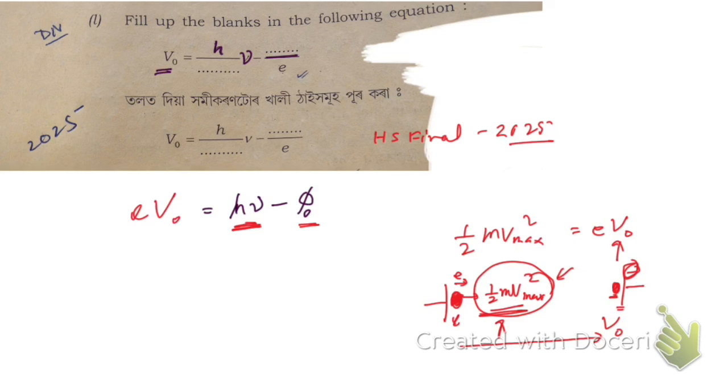So V naught will be equal to h nu by e minus phi naught by e. So here we need to fill in nu, and here we should put phi naught. Okay, e and phi naught, that is the answer, right? So now let me take the next question.